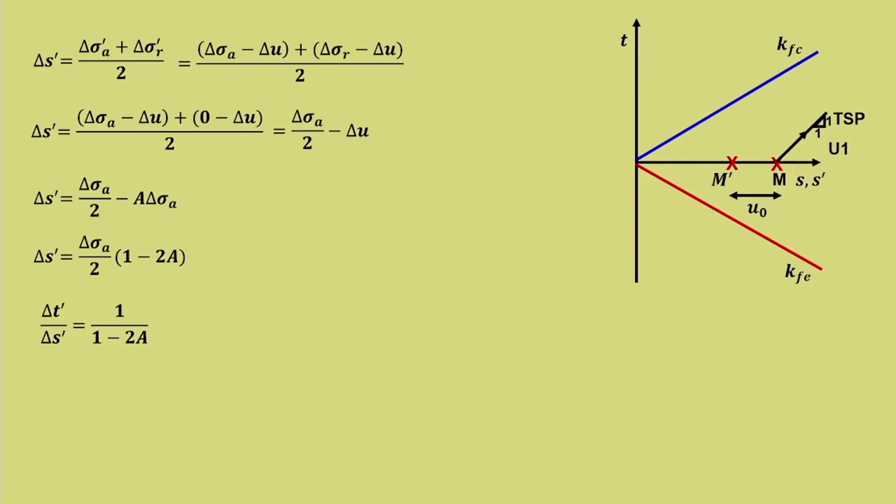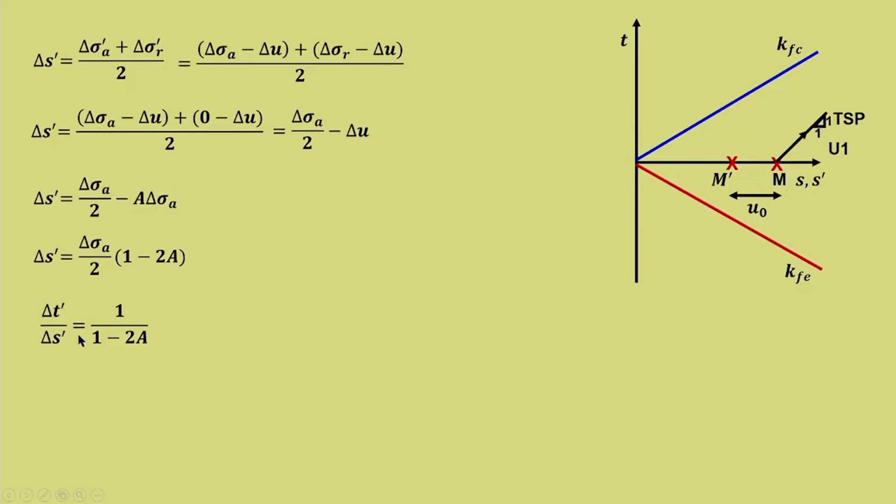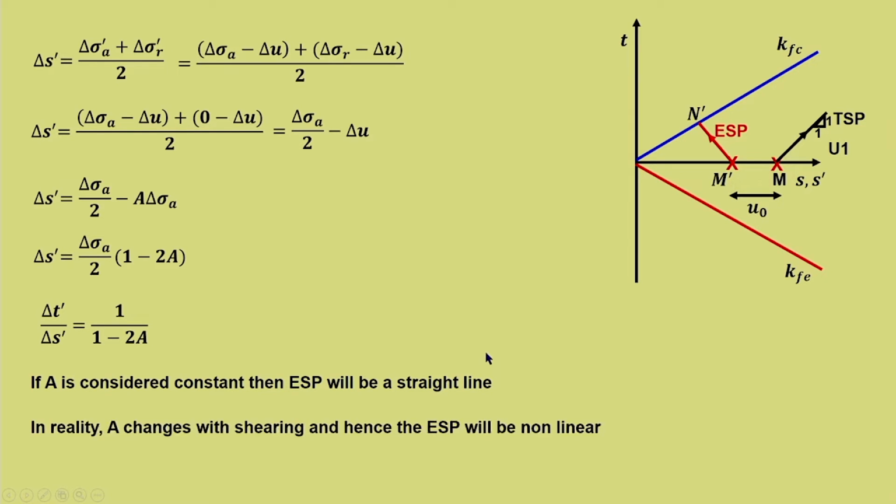Everything remains the same as that of the previous derivation. The same, we need to find out what is the slope. So, slope is 1 by 1 minus 2A and it is again a function of A. So, if A is considered constant, it will be a straight line. Now, you need to see that this particular line can vary with A and it can be of any slope in this direction. So, N dash, M dash, N dash gives the effective stress path when A is considered to be constant, and if A changes, then it is a nonlinear stress path.